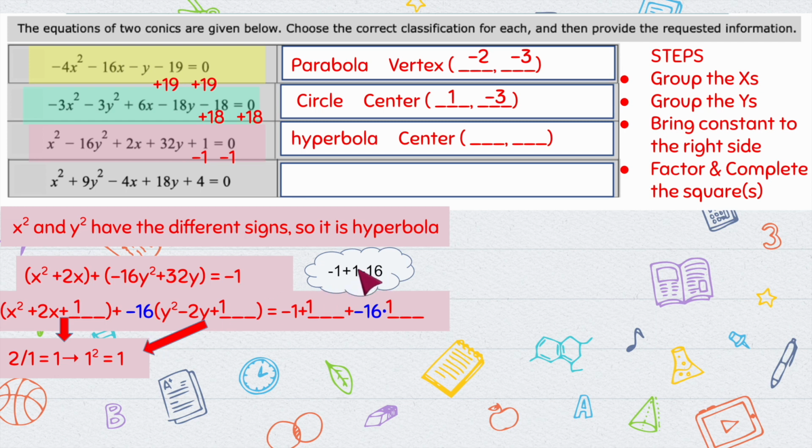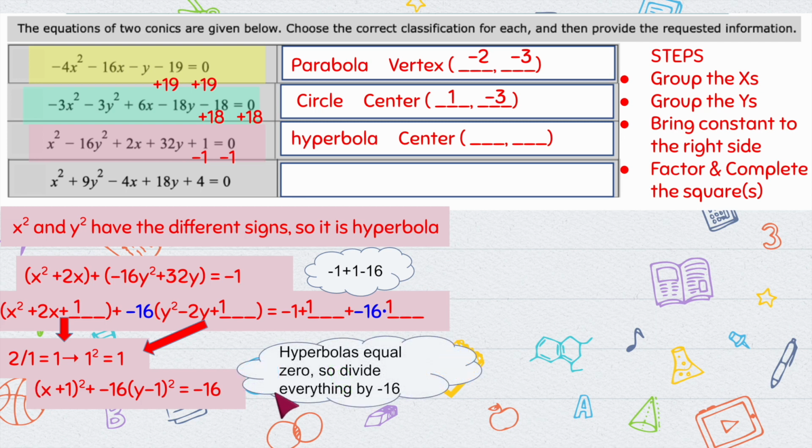So negative 1 plus 1 cancels, so I have just negative 16 come up over there, and I factored my two pieces. So I have my binomials. I'm not going to have that negative 16. Remember, there's no coefficients in front. So hyperbolas equal 1. I don't know why I put 0.